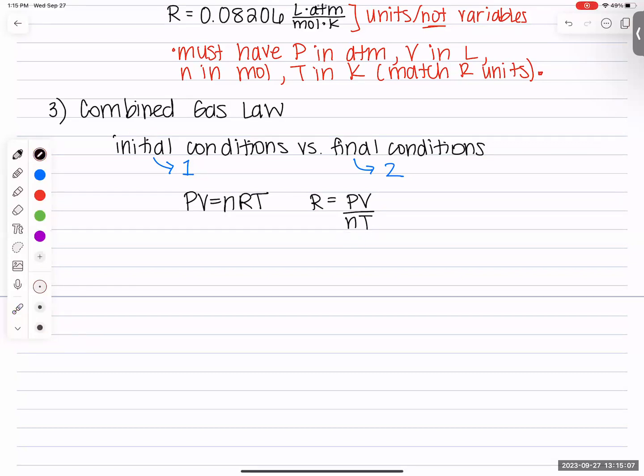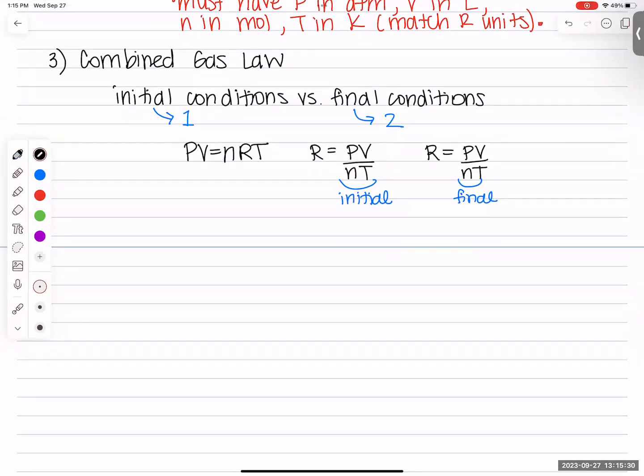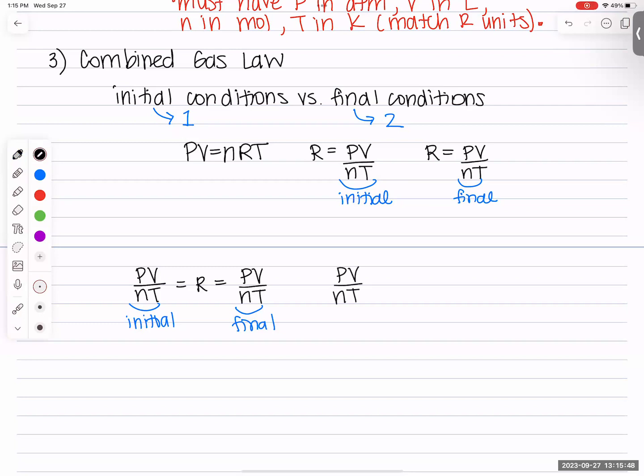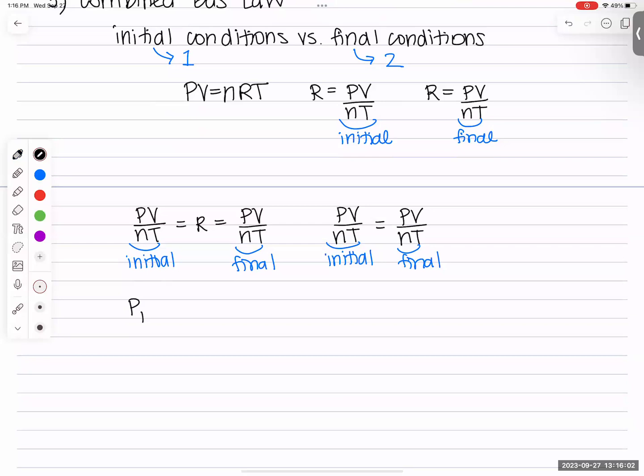So imagine that these are initial conditions. So if I say, hey, here's my initial conditions of pressure, volume, moles, and temperature, they're also equal to the final conditions. The final conditions also equal R. So we can set them equal to each other. Initial conditions equal R, and R also equals final conditions. So we can just get rid of R, and we can say that initial conditions are going to overall equal the final conditions. But instead of writing all this initial and final, let's just use ones and twos. So we get our initial conditions where everything is labeled as a 1, and our final condition where everything is labeled as a 2.